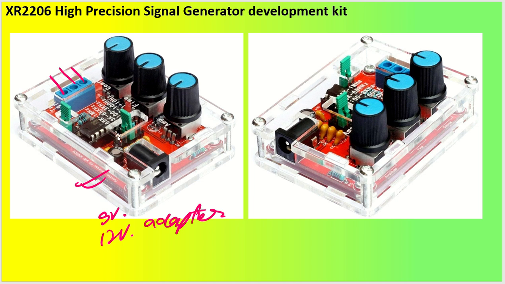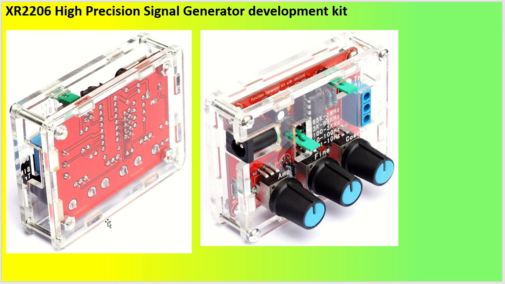Okay, and this is the particular IC that I already told you. There are different views that have been shown here. You can see from this particular manufacturer that it has given a very good package with a lower view and a top view. Both the views are there. This is also called the XR2206 high precision signal generator development kit.